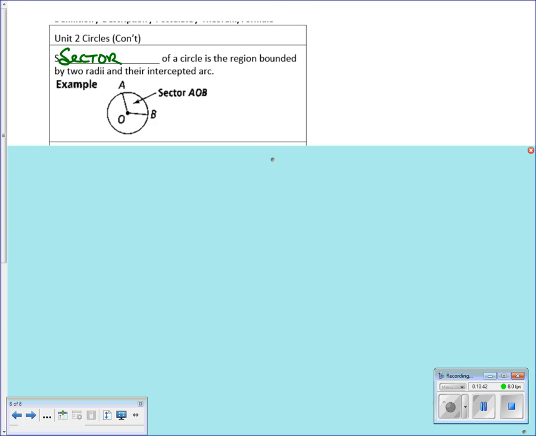Now the vocabulary word sector, it's part of a circle. It's the region of a circle like this that's created by a central angle going out and cutting out a piece of this circle. Okay, so it's a region bounded by two radii and the intercepted arc. I always look at this as like a piece of pizza, right? The whole circle is a pizza. That's a piece of the pizza.